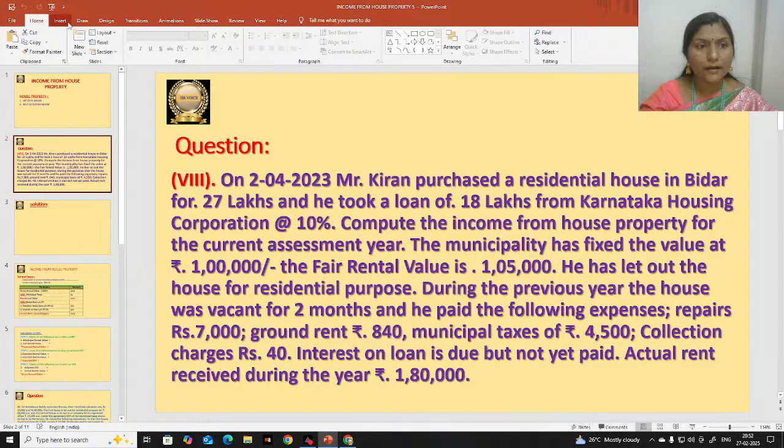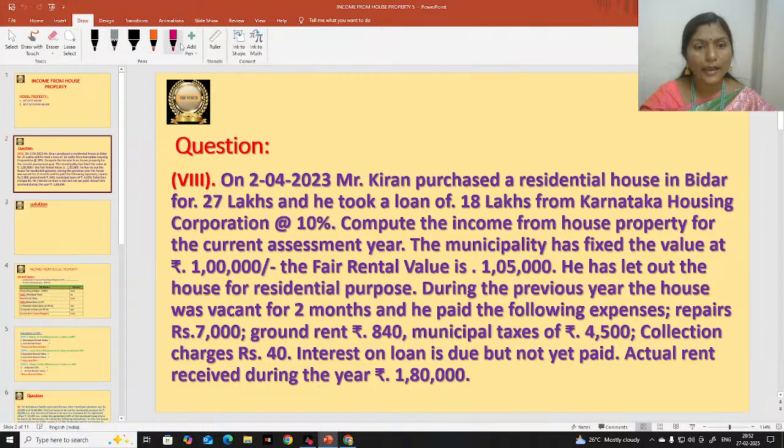On 2-4-2023. Okay, this is a date. On the date, 2nd April 2023 means our previous year. So what is our previous year? 1st April 2023 to 31st March 2024. Okay, that is our previous year.